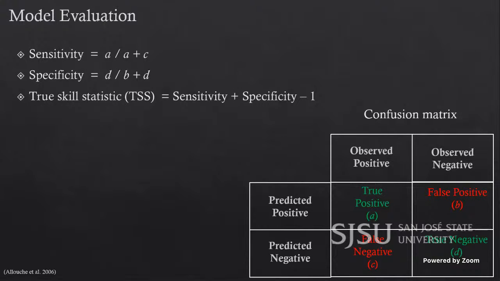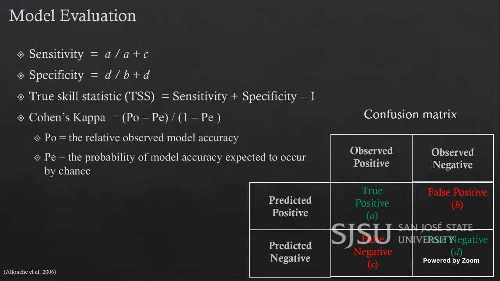TSS is an independent measure of model validity. This takes into account omission, or false negative, and commission, or false positive, error rates. Lastly, Cohen's kappa, or the kappa statistic, was used, and this corrects for the accuracy of model fit. It does this using the relative observed model accuracy, as well as the probability of model accuracy expected to occur by random chance.